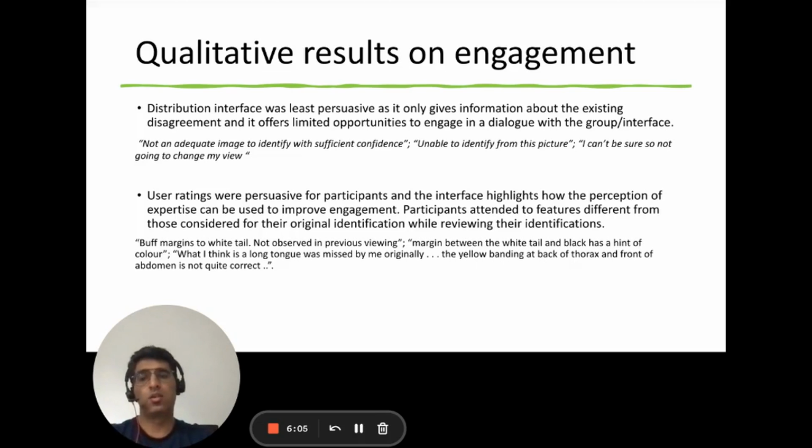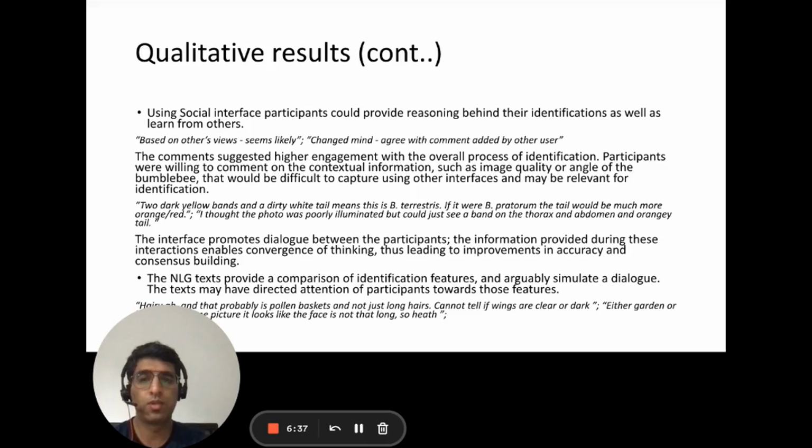Qualitative results. Distribution interface was least effective in making participants review identifications. While this interface gives information about the existing disagreement, it offers limited opportunities to engage in a dialogue. The interface relies on participants' self-motivation to review, as seen from the comments. User ratings were persuasive and made participants review their IDs. The participants were not aware of their own ratings. It emphasizes how the perception of expertise can be used to improve engagement.